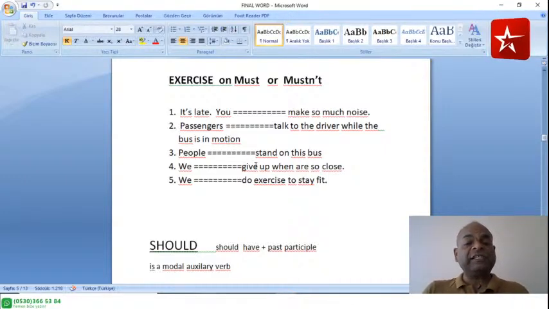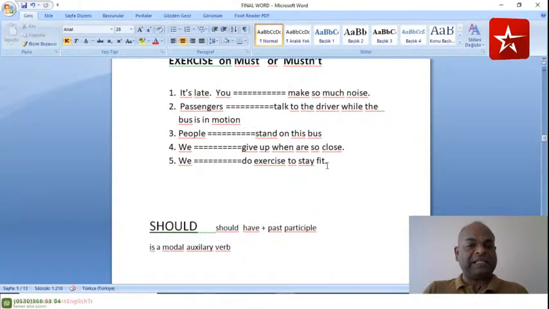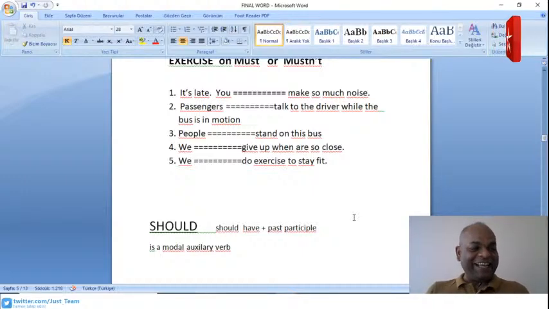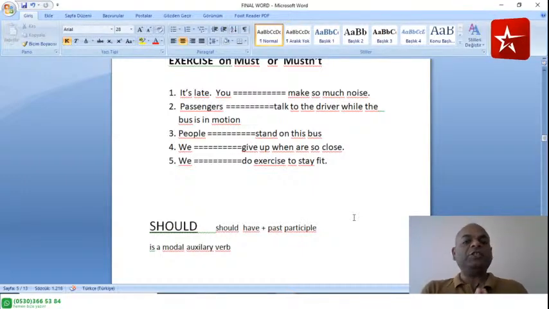Let's do number 3 together. People dash stand on this bus. Now, what should the answer be? It should be must or mustn't. Guys, number 3. People dash stand on this bus. Emra says must.